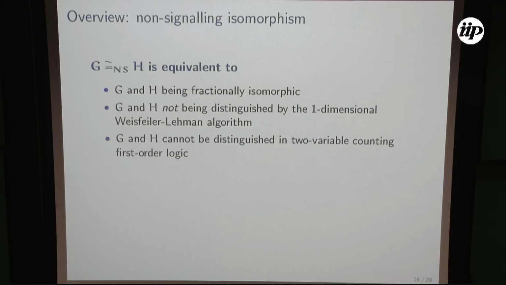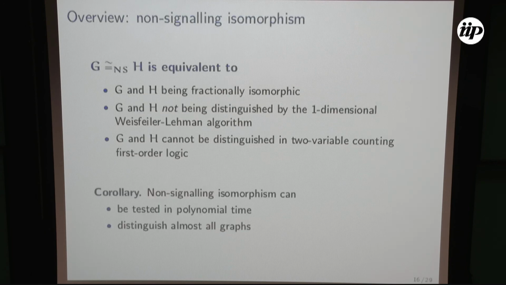And we also get a connection to descriptive complexity. It says that non-signaling isomorphism is equivalent to saying that there is no formula in two-variable counting first-order logic that could be used to distinguish these graphs G and H. And as a corollary to these things, we get two things. First, we can test non-signaling isomorphism in expected linear time, because that is the runtime of this one-dimensional Weisfeiler-Lehman algorithm. And non-signaling isomorphism distinguishes almost all graphs.